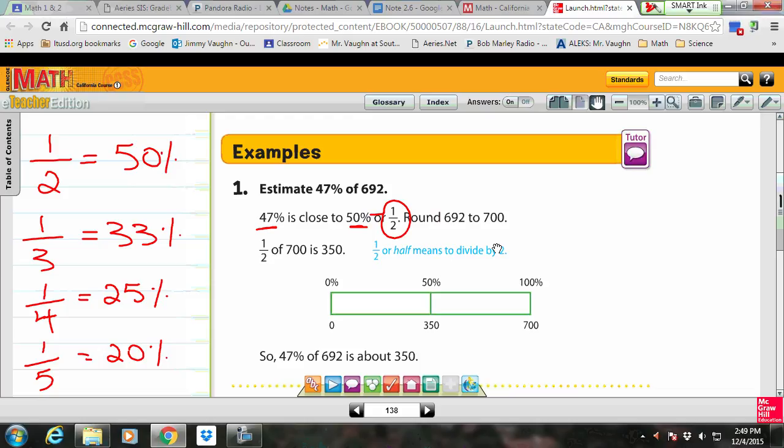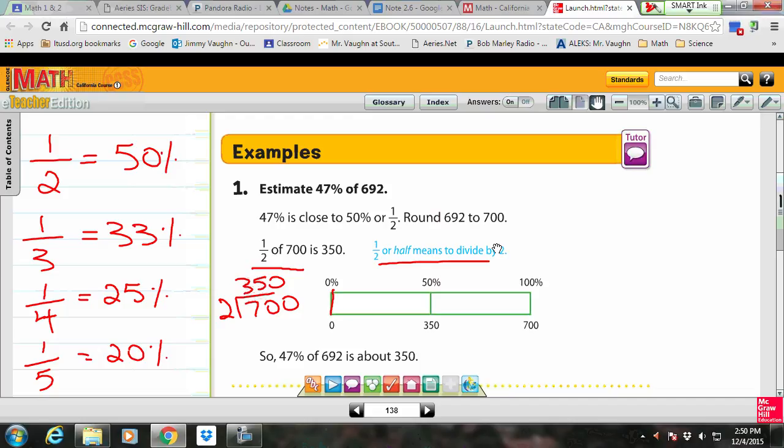Next thing you do is get the number that you're working with, in this case 692, close to a number that you can work with. 700 is a lot easier to deal with than 692. Okay, and the question then becomes, when you're estimating, 1/2 of 700 is what? If you don't know that off the top of your head, you can divide 700 by 2, and you'll get 350. Okay? So like it says right here, 1/2 means to divide by 2. So that's how that works.